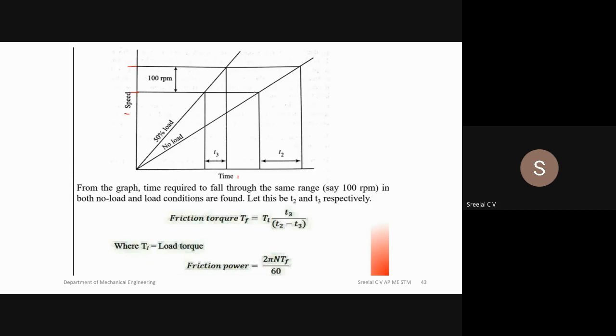We will be taking the time for that particular 100 rpm drop from the no load condition as well as the 50% load condition. Okay, time required to fall. Do you understand? Yes, sir. അതായത് ഒരു 100 RPM കുറയാൻ വേണ്ടുന്ന ടൈം നമ്മൾ എടുക്കും ഫ്രം ദി നോ ലോഡ് ഗ്രാഫ് ആസ് വെൽ ആസ് ഫ്രം ദ 50 ലോഡ് ഗ്രാഫ്. അണ്ടർസ്റ്റുഡ്?